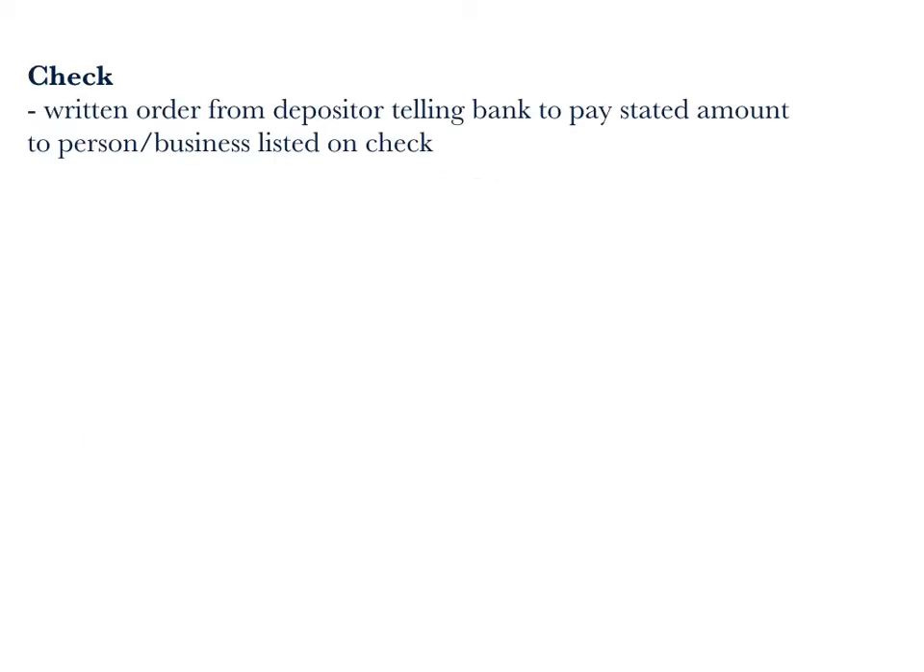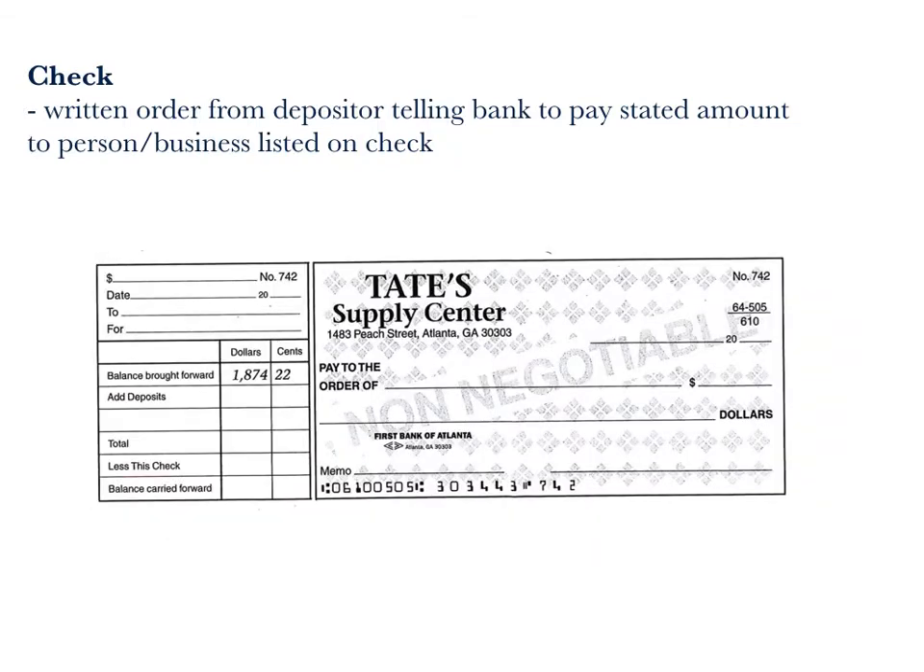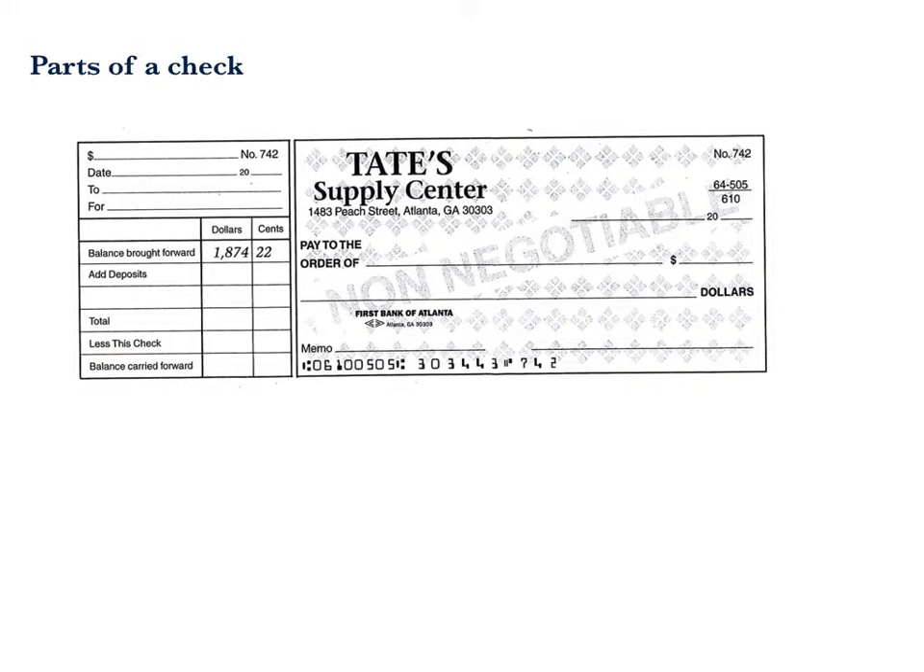So let's look a little more at a check. A check is a written order from the depositor telling the bank to pay the stated amount to a person or business that's listed on the check. Here we have an example of a check. We have two parts. We have the check stub and we have the check itself.